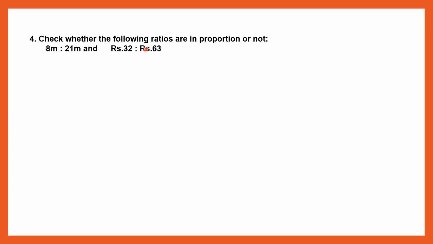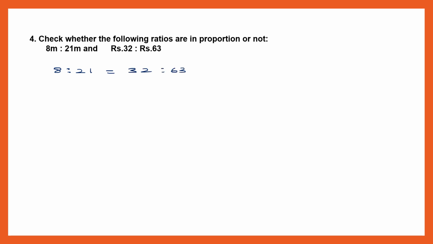Question 4. Check whether the following ratios are in proportion or not. 8 meters is to 21 meters, 32 rupees is to 63 rupees. So let's remove the units and write it as a proportion first, 8 is to 21 is equal to 32 is to 63.